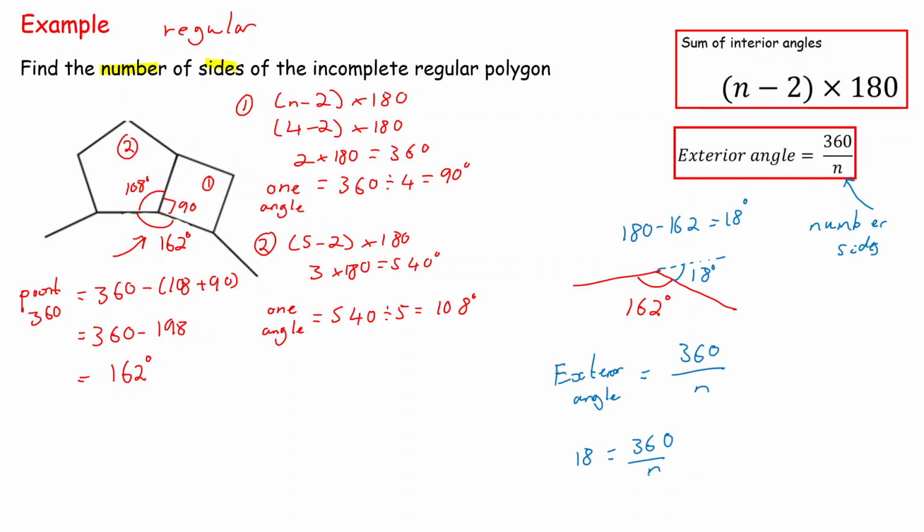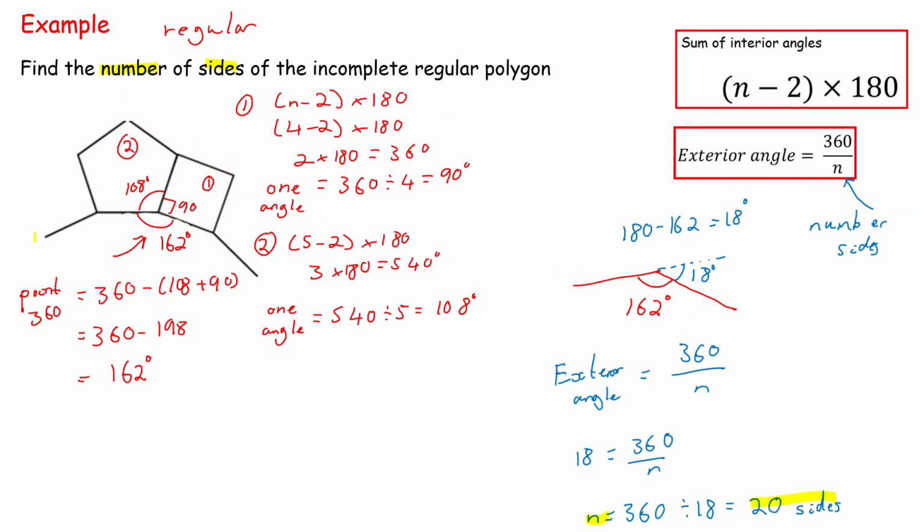Now to find n here, a bit of rearranging: n is going to be equal to 360 divided by 18, which is equal to 20. So 20 is your answer, 20 sides. And that is your answer. 360 divided by 20 gives you 18, so that is your answer for the example. The number of sides is 20.